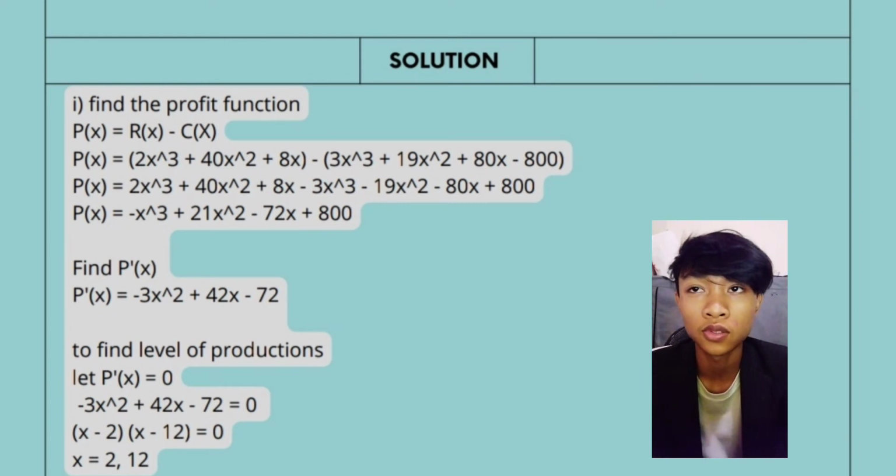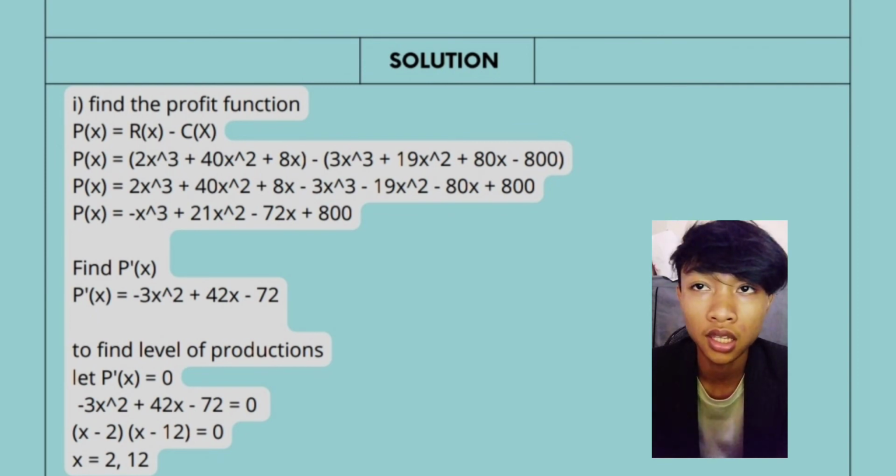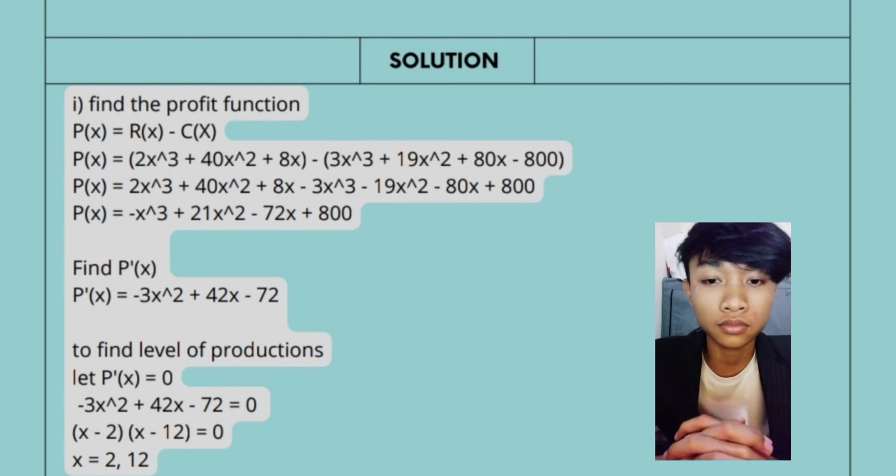Then the next step is 2x to the power of 3 plus 40x to the power of 2 plus 8x minus 3x to the power of 3 minus 19x to the power of 2 minus 80x plus 800, and we get the final equation for the profit function, which is negative x to the power of 3 plus 21x to the power of 2 minus 72x plus 800.